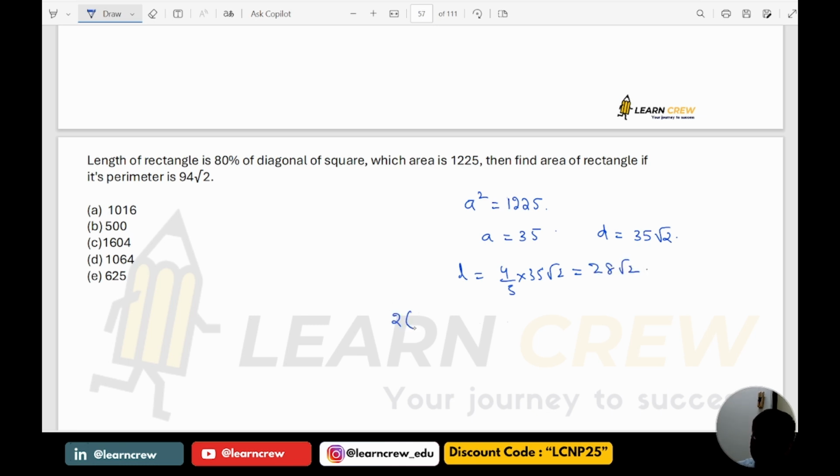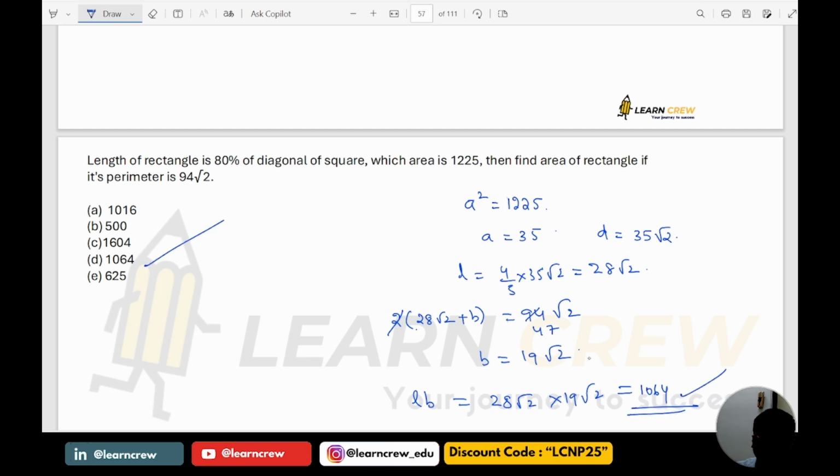Now 2 into L plus B: 2 into 28 root 2 plus B is 94 root 2. So now I am going to get 47 root 2. Thereby, with L as 28 root 2, B is 19 root 2. Then it is asked for the area of the rectangle, L into B. So 28 root 2 into 19 root 2 gives 532 into 2, which is 1064. 1064 is the answer, so option D is correct.